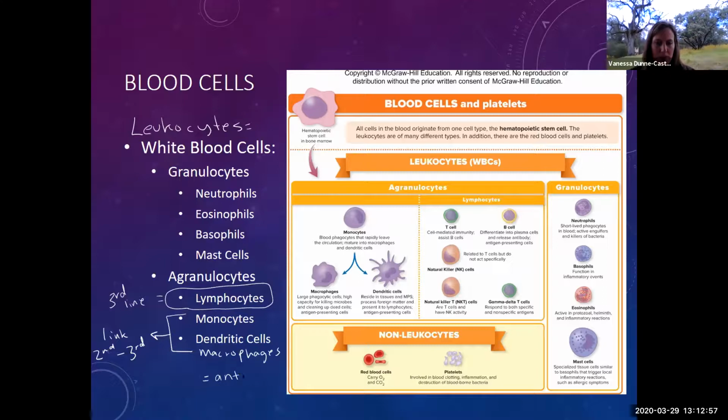We call them antigen presenting cells, or APCs. And these guys are really great at taking little pieces of whatever's being digested. So they're great at phagocytosis. They take in foreign materials like viruses or bacteria. They digest them and they take little pieces of them called antigens and they present them to our second or third line of defense, our B and T cells or our lymphocytes, right? So these guys are the link between the second and third.